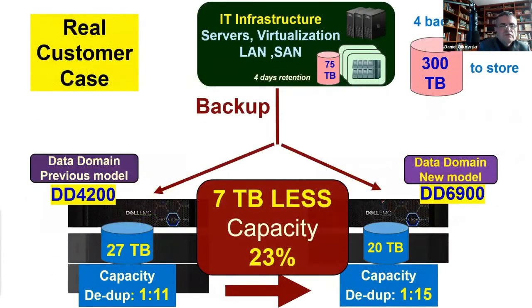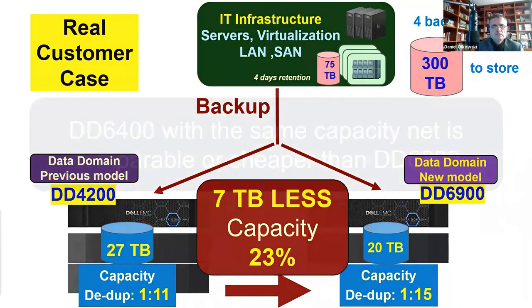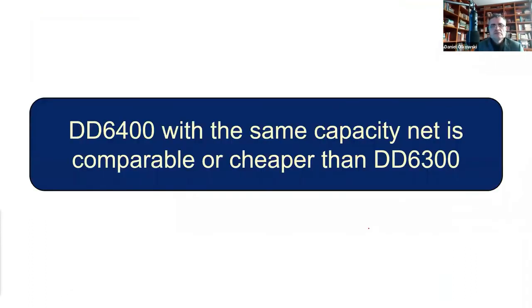And this is one of the customers that had a previous model without the compression card. And this was LZ performed by the processor. Occupancy was 27 terabytes. He moved to DD6900s with GZ fast performed by the compression card, and the occupancy dropped to 20 terabytes.